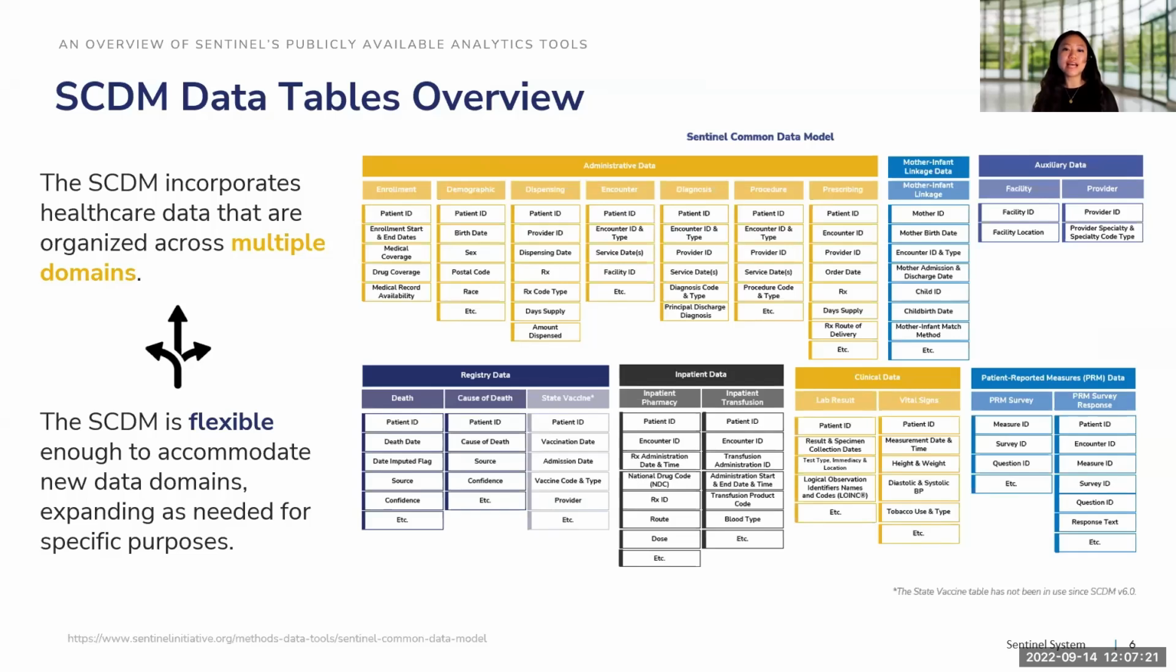Recently added to the SCDM are tables that capture healthcare facility data, including facility ID and facility location, as well as a provider table, which includes provider ID and provider specialty code type. Most recently added to the SCDM version 8.1 are tables that capture patient-reported measures, such as common medical survey instruments like the PHQ-9. The SCDM is flexible enough to accommodate new data domains, expanding as needed when fit for purpose.